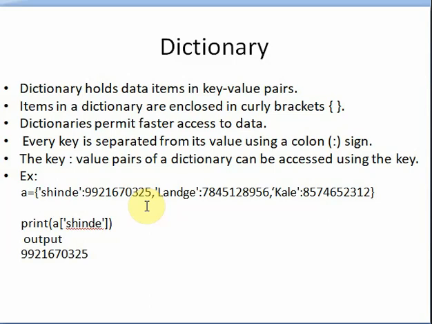Okay. So in this example you can see three key value pairs. Shinde colon and this mobile number, that means this mobile number is of this person. Next there is a comma and then the next key value pair is this person's name, colon, then his or her mobile number, and so on.